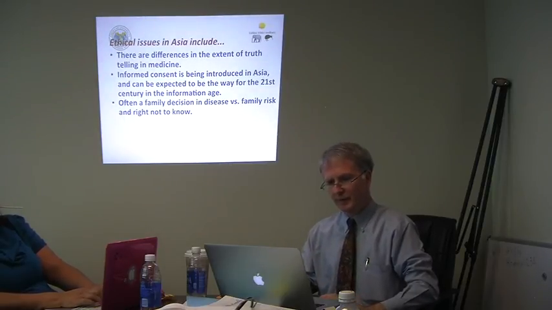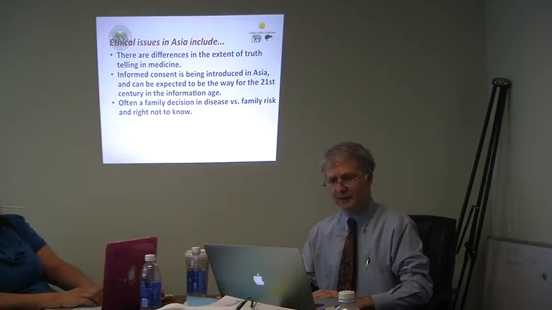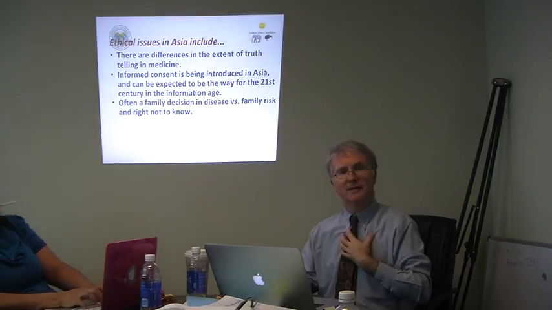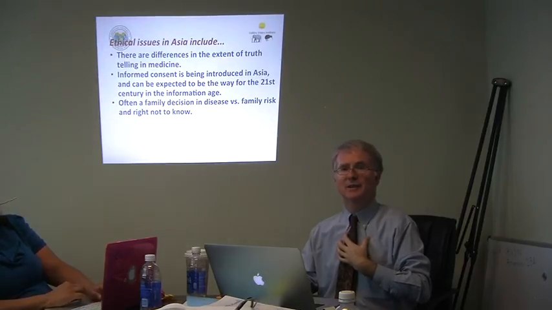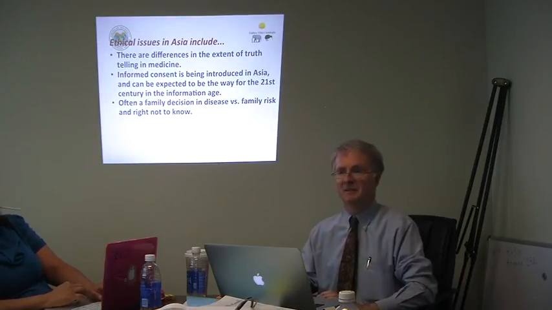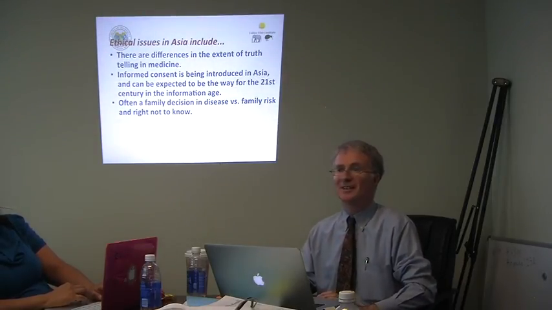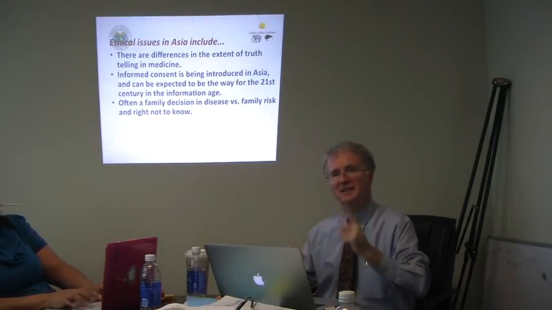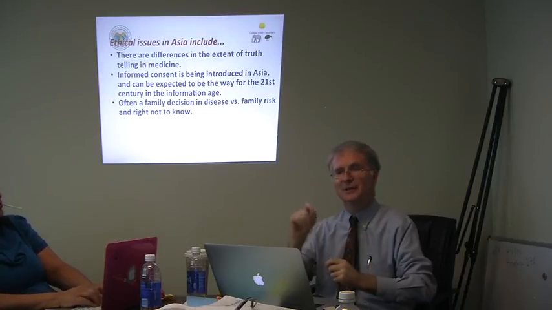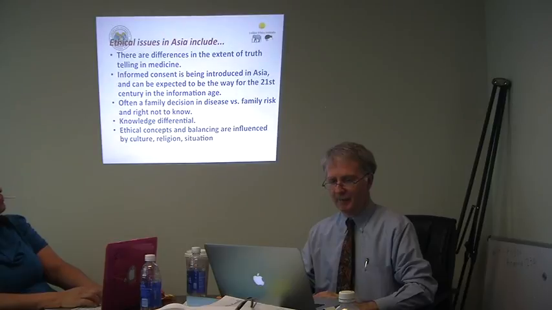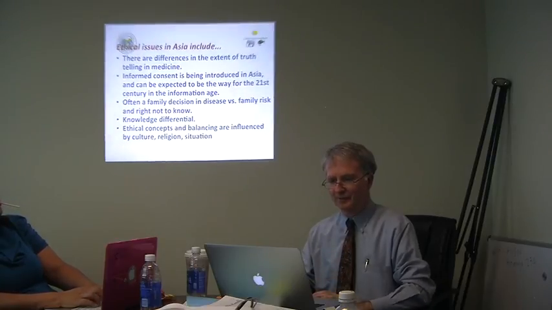And then we have a family decision versus the family risk and right not to know. I might have a right not to know, but if my child does a genetic test and finds he has a genetic disease of my grandmother, of her grandmother, my mother, I know I've got it. Unless it was passed through a carrier state. But for many genetic diseases, if it's dominant, I will know for sure. So this is a rights to know.